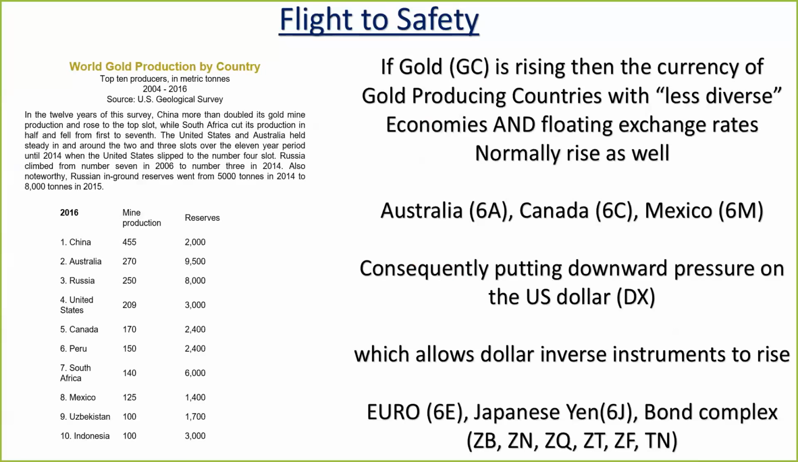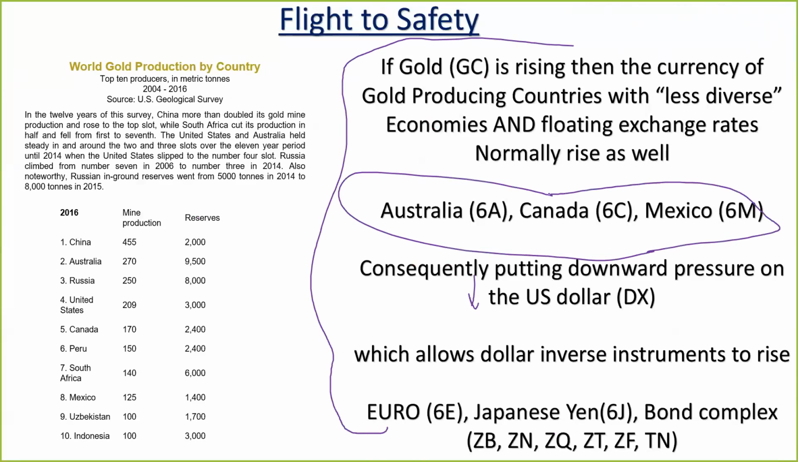This particular flight to safety trade is my bread and butter. I mean, if gold is rising, the indexes are falling, the dollar's going to go down. These are definitely going to go up. Because the dollar's falling, these are going to go up. Well, not the bonds so much. We're in a special place with the bonds. But the euro's going to go up because the dollar's falling. The yen's going to go up because it's a safety trade, and gold's going up. Now, the bond complex lately has been a little tricky, but we'll get there in a second.